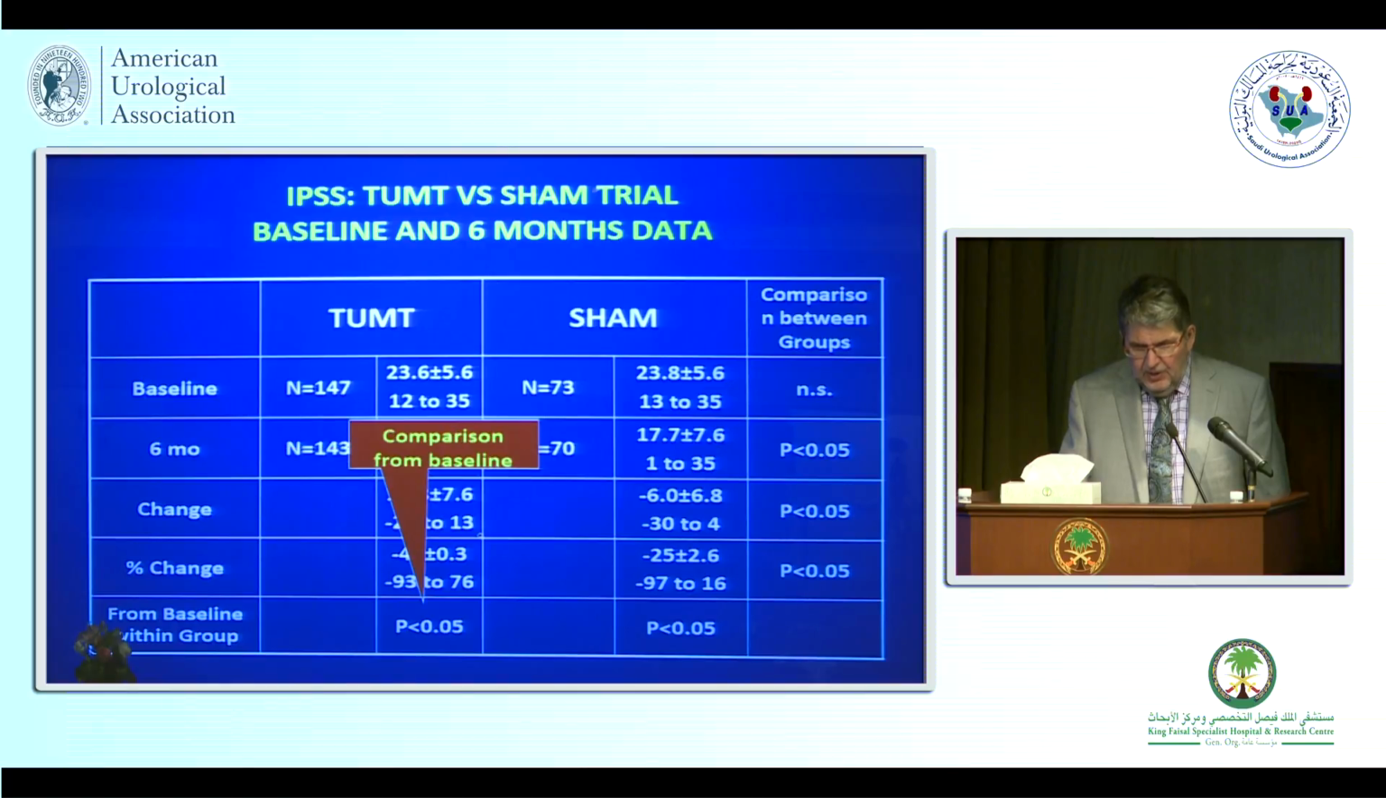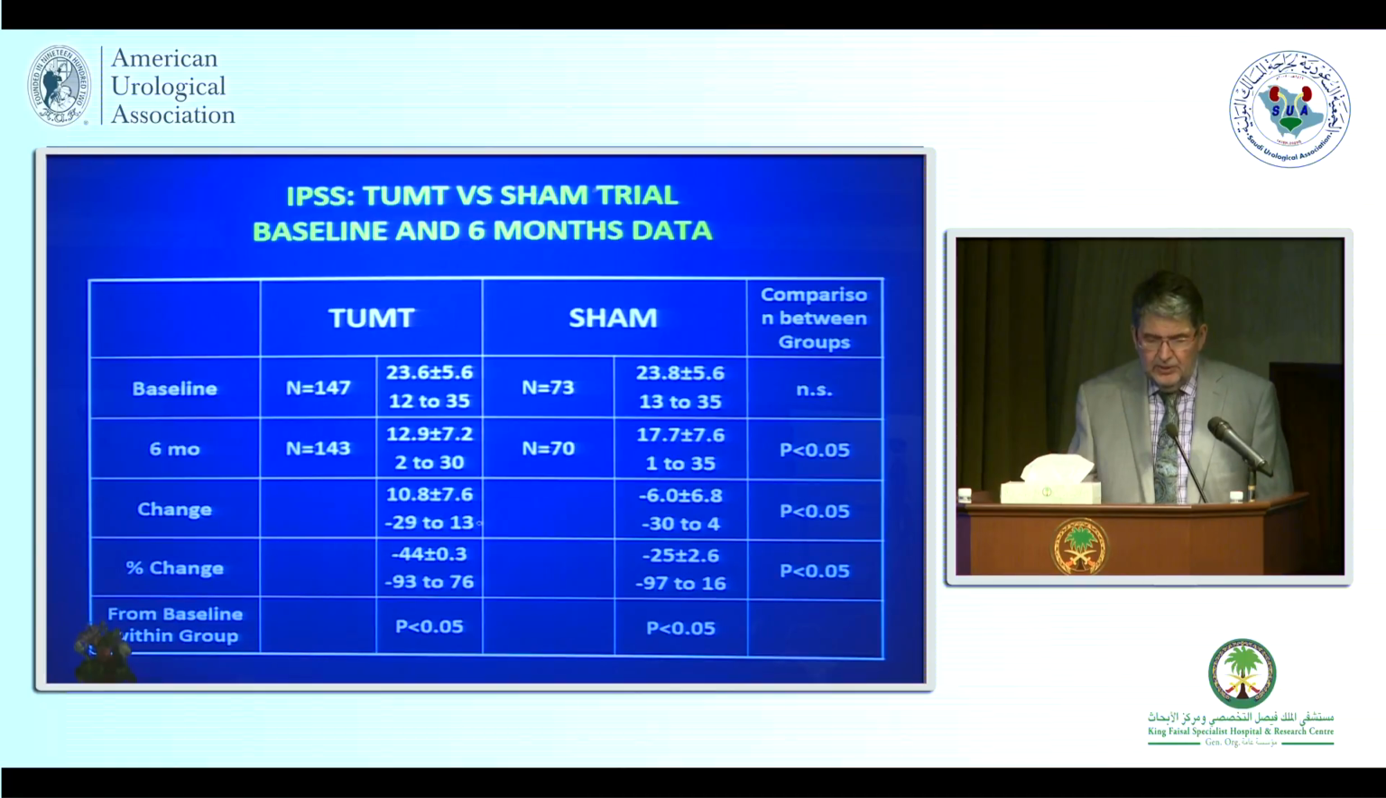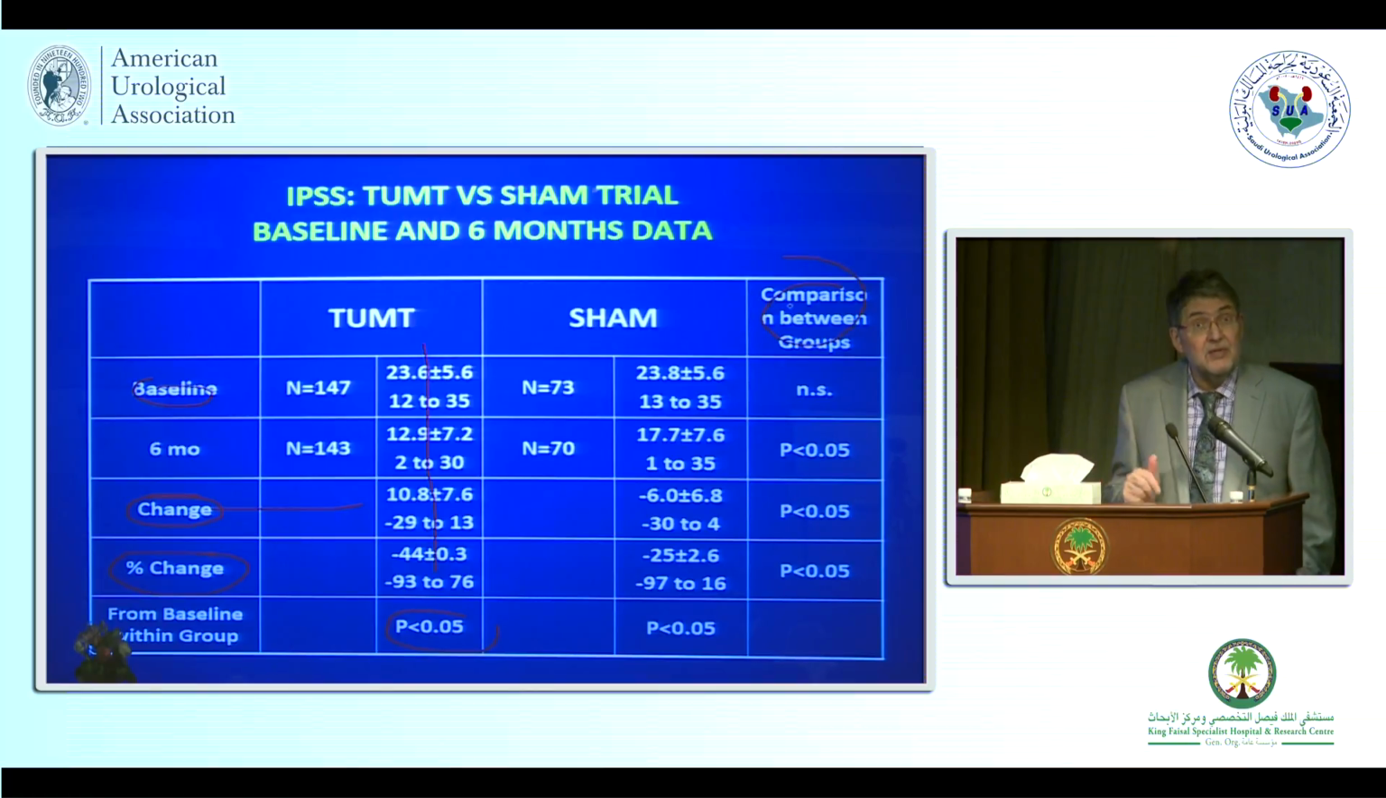We'll just briefly talk about this, the reporting of outcomes, the primary outcomes. When you look at a paper and you look at the primary outcome reporting, let's say it's a symptom score, so you want to report the time points, and you want to report the absolute change, and you want to report the percent change, and you want to report the p-value from baseline within the group, that is here, and you want to report the p-value for comparison between the groups. This is not always done.